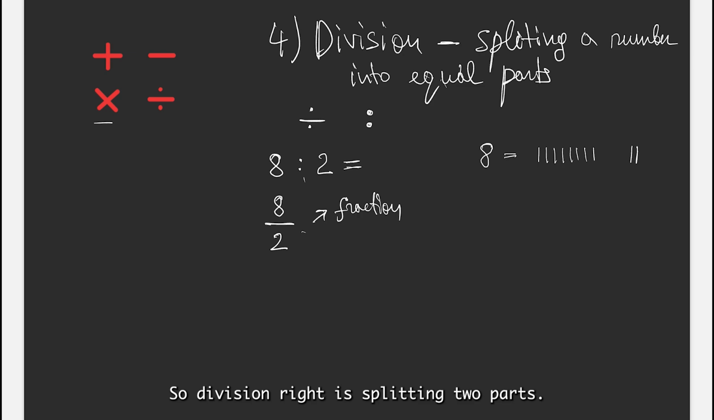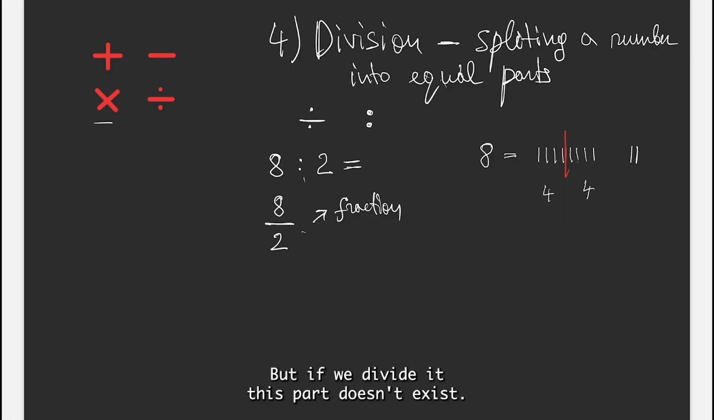So division, right, is splitting in 2 equal parts. So you have 1, 2, 3, 4, and splitting will be in the equal part. So if we divide it by 2, we are left with 4 and 4. But if we divide it, this part doesn't exist. So we have 4.